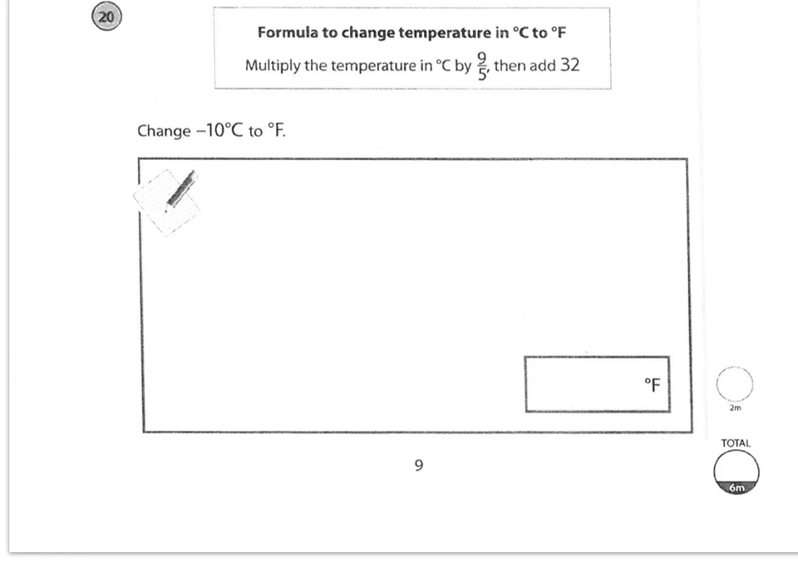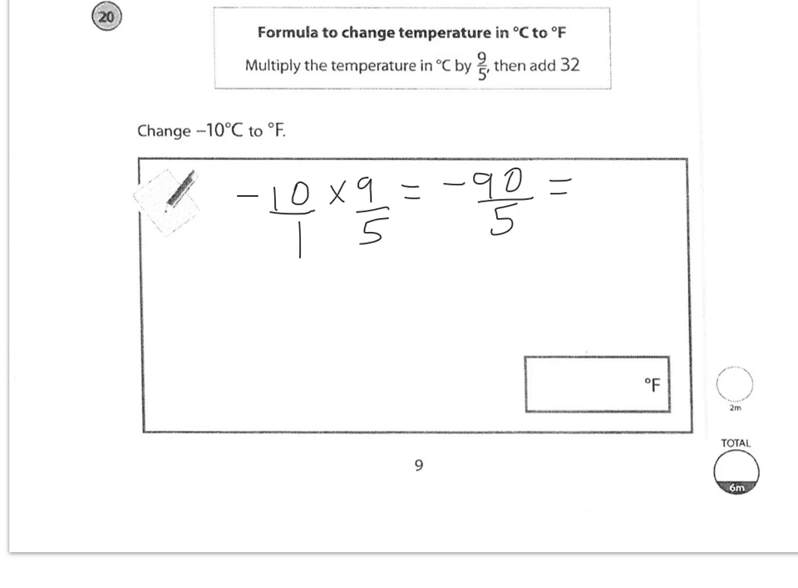The formula to change temperatures in degrees C to degrees F is multiply the temperature in degrees C by 9/5, then add 32. So if I want to change minus 10 degrees C to degrees F, what I first of all have to do is multiply that by 9/5. Now, to multiply a whole number by a fraction, it's probably easier to make it have a denominator of 1. That will then give us minus 90/5.